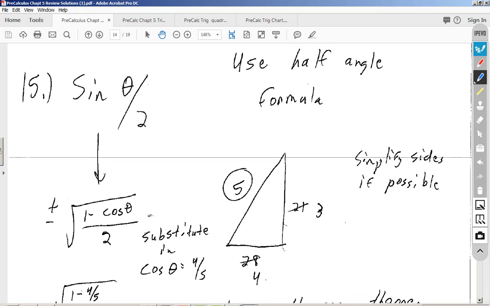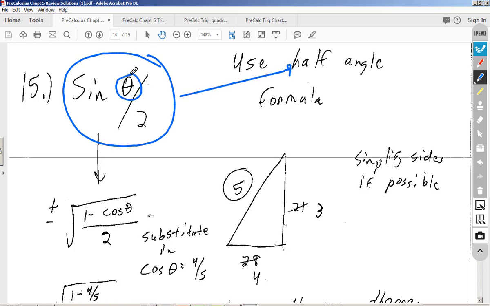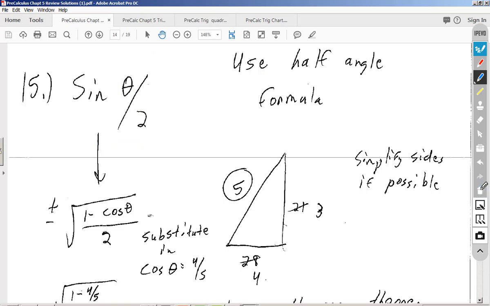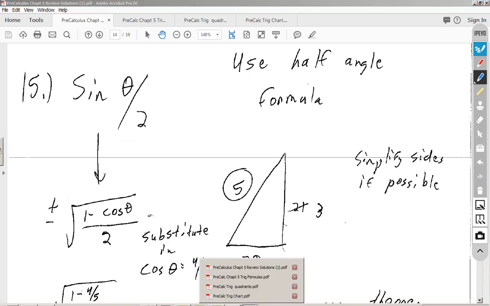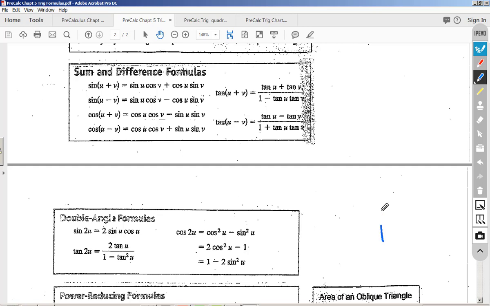On number 15, it says use the figure to find the exact value of the trigonometric function. So you need to recognize that this right here is a half angle. Can everybody see how that angle is being divided by 2? So once again, you're going to go find your half angle formula. So you go to your trig formula sheet. And on your trig formula sheet, it says right here is our half angle formulas.